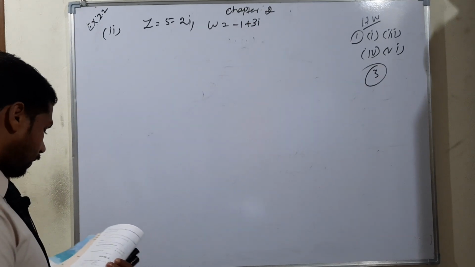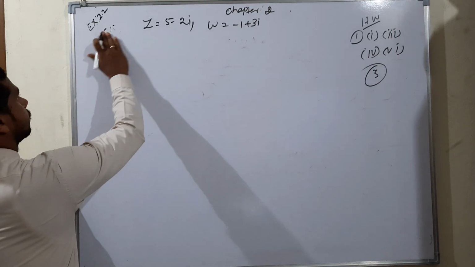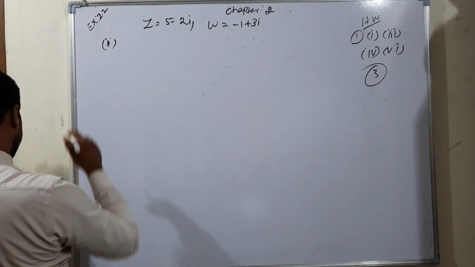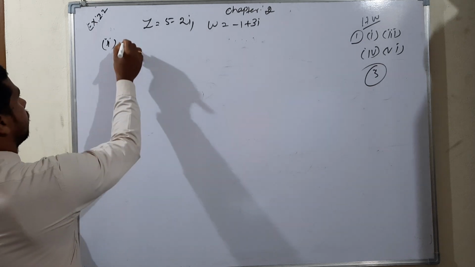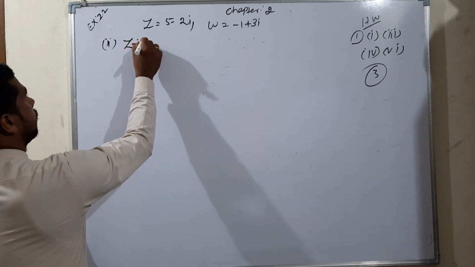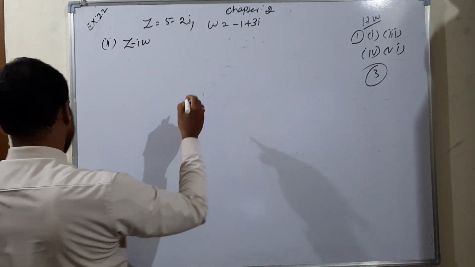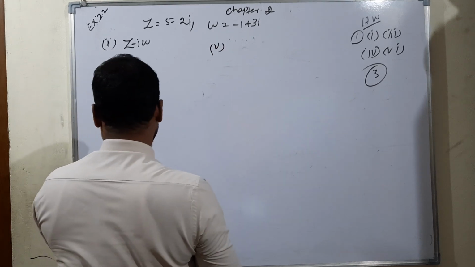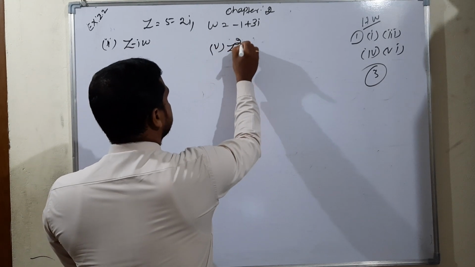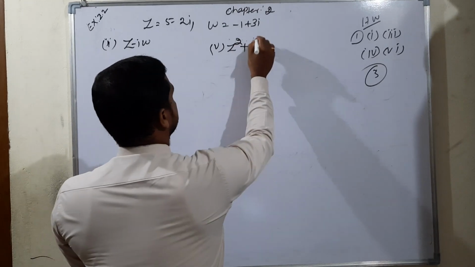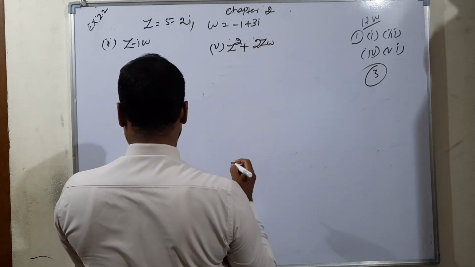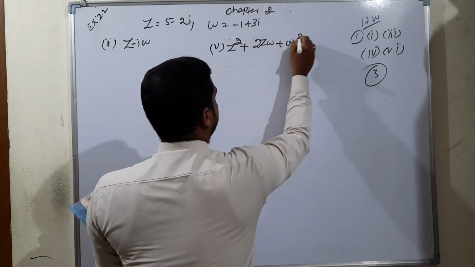So subdivision true condition: Z minus IW. Then subdivision 5, what we have to do? Z square plus 2ZW plus W square. Okay, I will do this one.